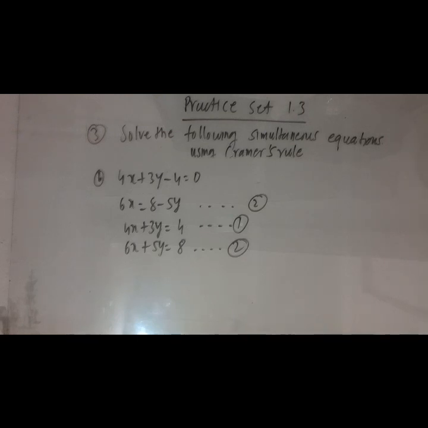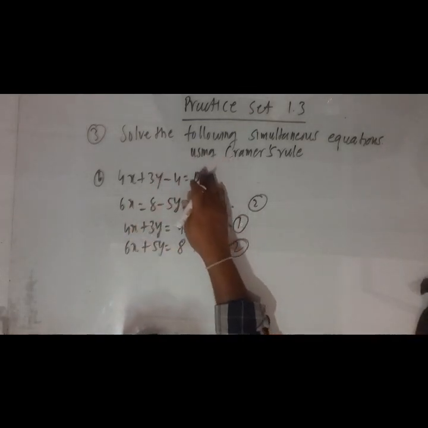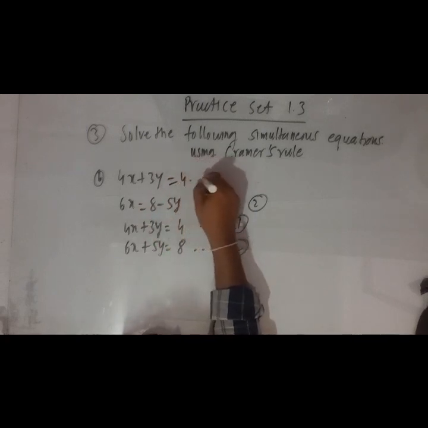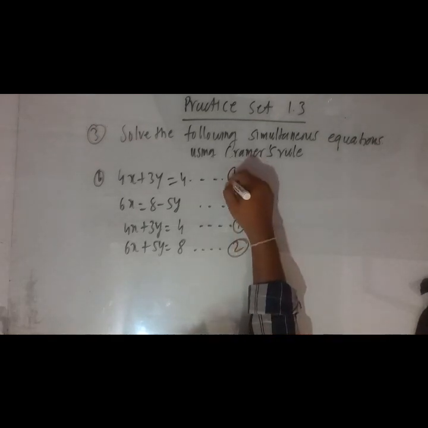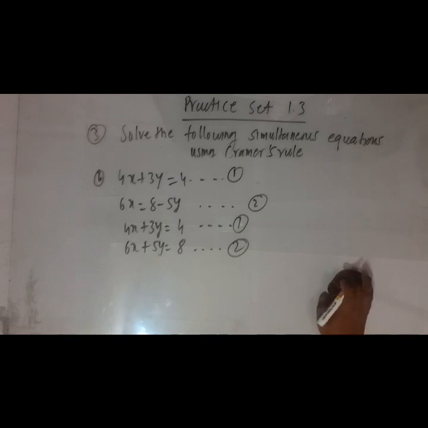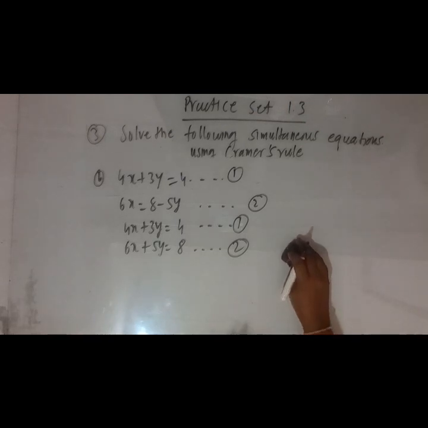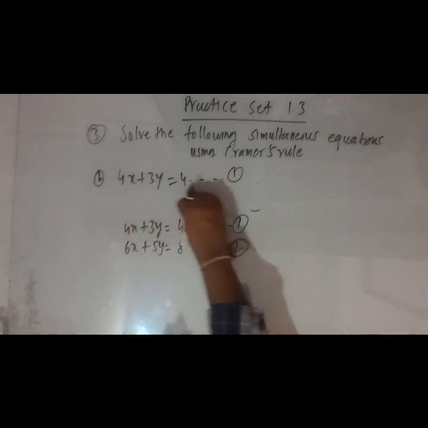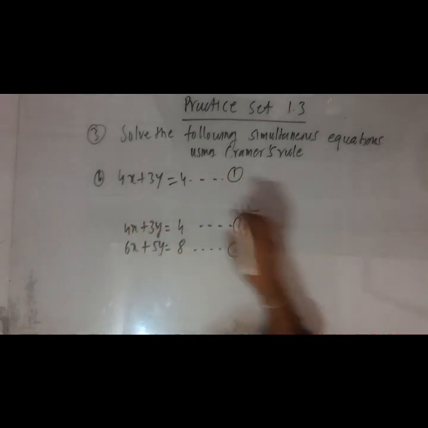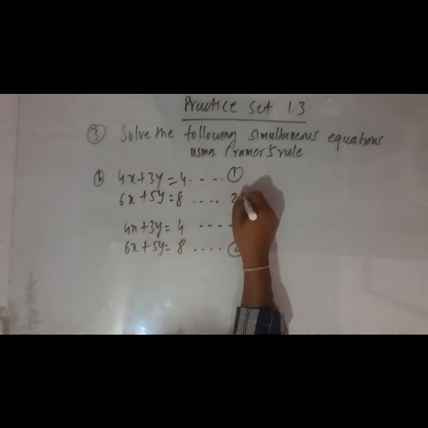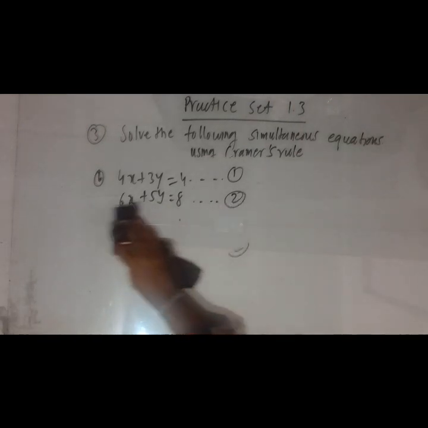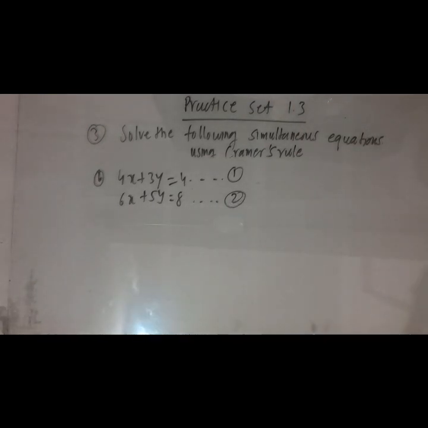Now you can solve these two equations using Cramer's rule. The given equations were not proper, so you have to make them in the proper form so that you can use Cramer's rule. So now your equation number 2 is 6x plus 5y is equal to 8, and now you can solve this by using Cramer's rule.